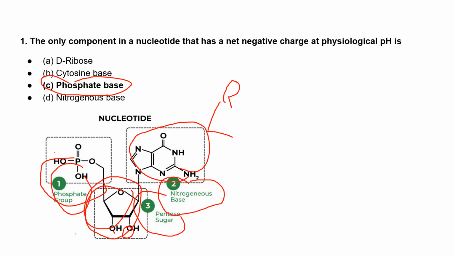So the only component that gives a negative charge at a physiological pH is the phosphate only, because this hydrogen will go and it will give the negative charge, O negative, right? So phosphate base is the answer for this question.